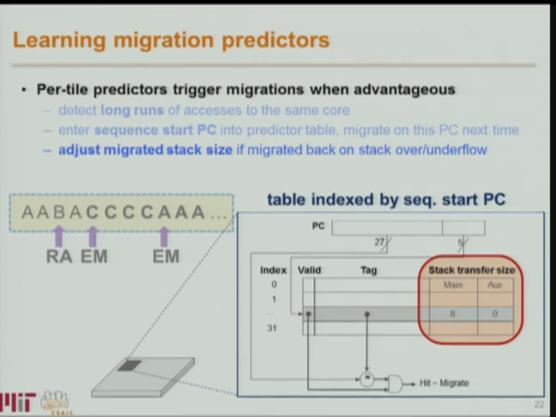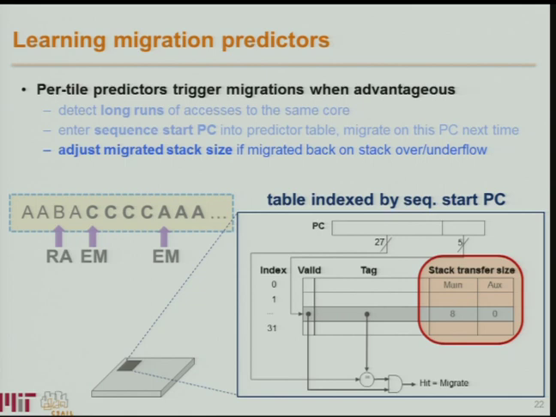And if you migrate and you have to come back because you didn't carry enough data with you, then next time around, you will migrate with more data. And conversely, if you have to migrate back because you brought too much data and you overflowed the local stack, then next time you will just take less.